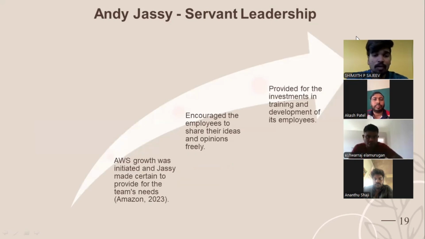When AWS was growing, Jassy made sure that his teammates had everything they needed and were provided with support. He encouraged people to speak freely with him and always encouraged the employees to express their opinions. Also, he focused on employee development by providing training and development programs that would enable the personnel to move up the career ladder. Moving to the next slide.